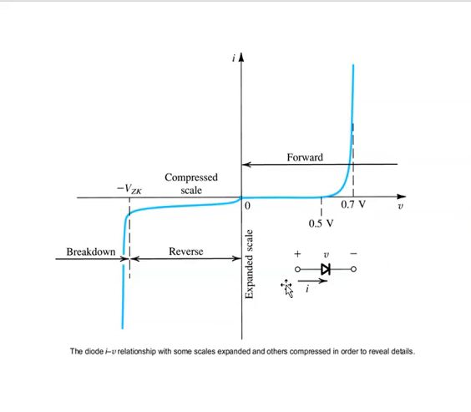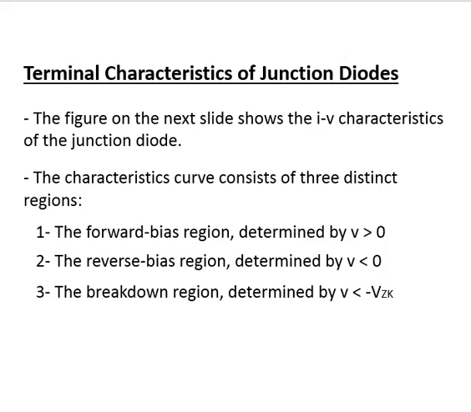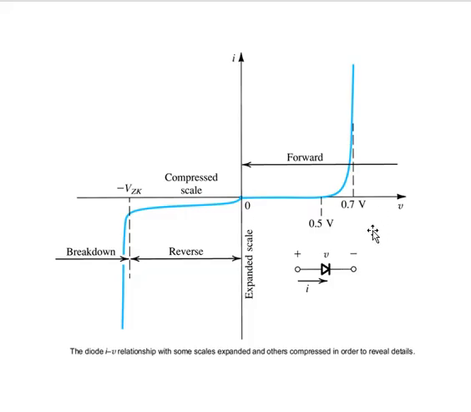So if a current is going this way and the potential on this terminal is more than 0.7, this diode is going to turn on and work like a short circuit, look like a wire. This region is called the forward bias region, in which the diode is conducting. We determine it by when V is greater than 0, this region.